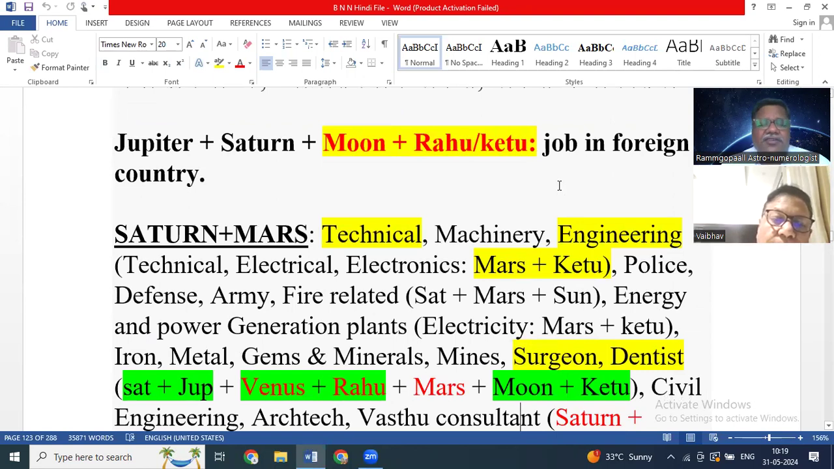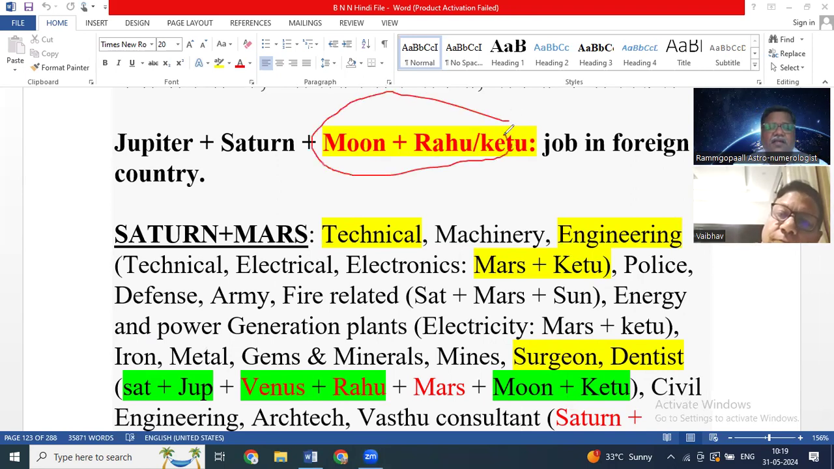So some people will ask you, can I go to a foreign country for profession? This is a very important question. Many people will ask. So already we know Moon with Rahu, Moon with Ketu, is the foreign travel yoga, right? Moon is with Rahu and Ketu. This is called foreign travel yoga. But if this Moon is connected to Jupiter, the native will go. If Sun is connected, the male child will go. If Venus is connected, the daughter or wife will go.